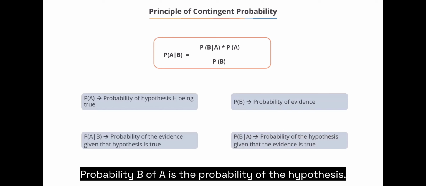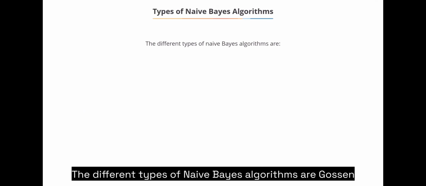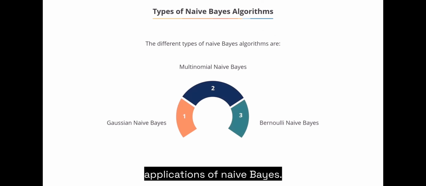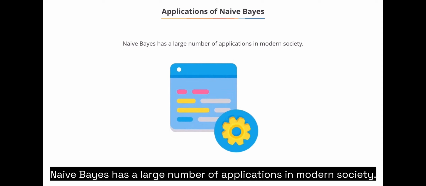Probability of A given B is the probability of the hypothesis, given that the evidence is true. The different types of naive Bayes algorithms are Gaussian naive Bayes, multinomial naive Bayes, and Bernoulli naive Bayes. Applications of naive Bayes. Naive Bayes has a large number of applications in modern society.